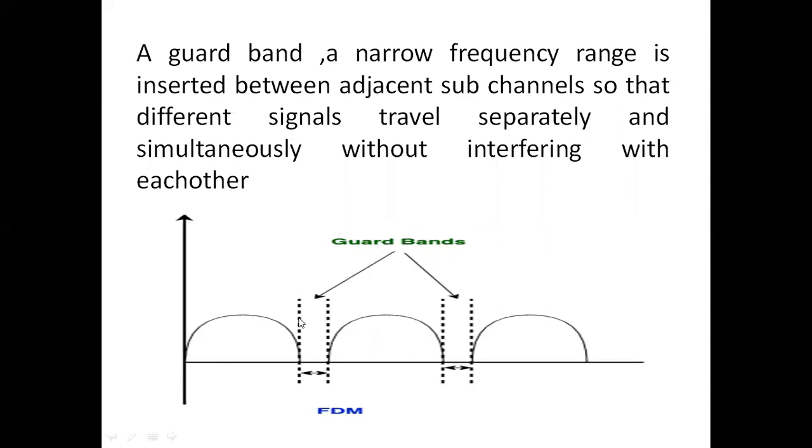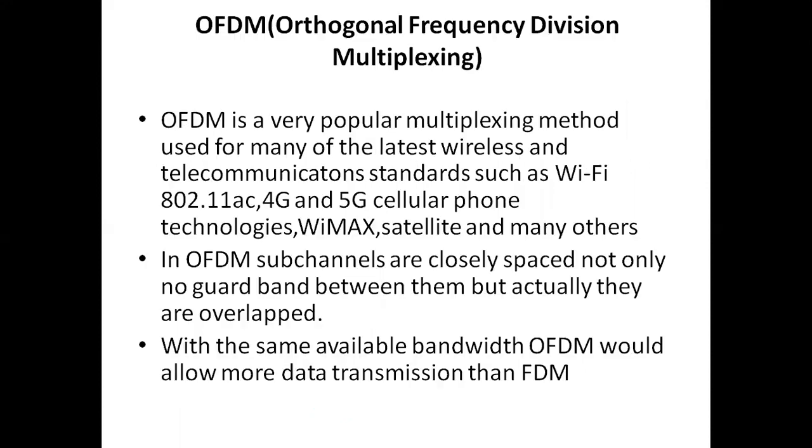By the use of this guard band, the bandwidth increases. That means we are using higher bandwidth, and that is the drawback of this method. In the FDM technique, we insert guard bands, which are nothing but an RF frequency range, to separate the channels and eliminate interference. But the bandwidth increases, and we should use the lowest bandwidth in order to transmit the data. That is efficient. So this is the problem in FDM.